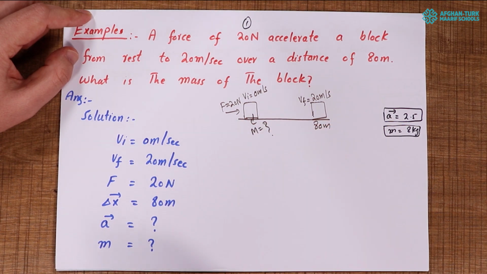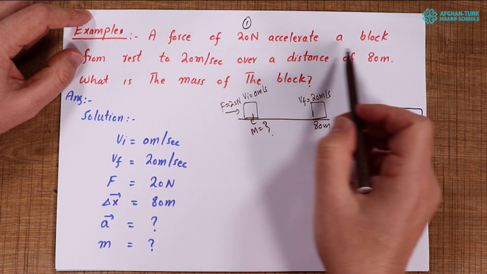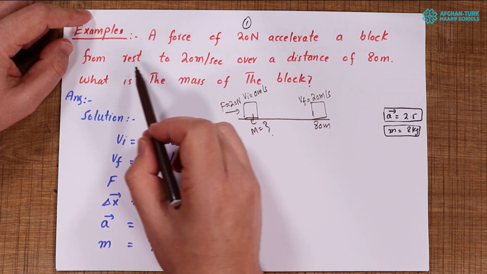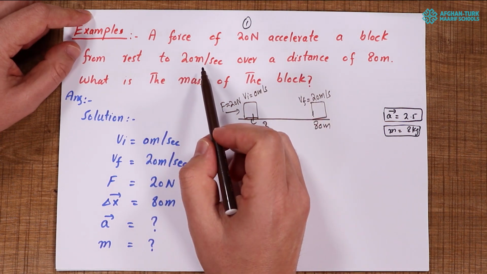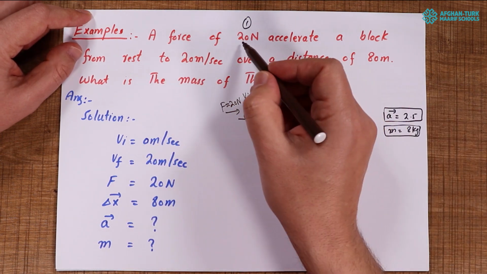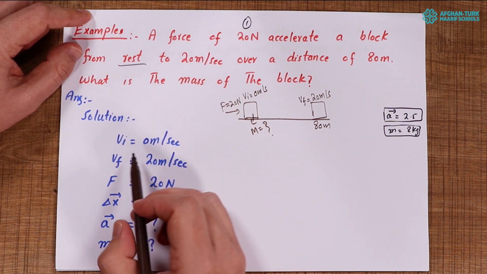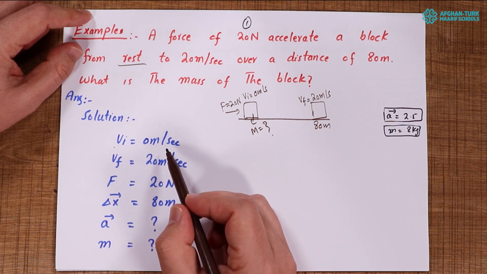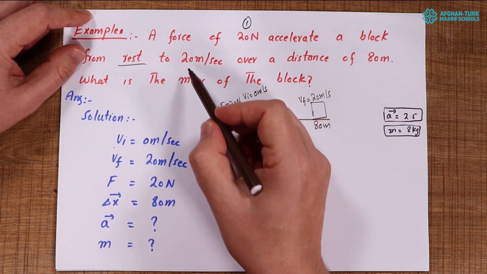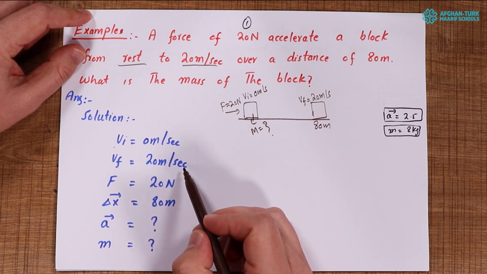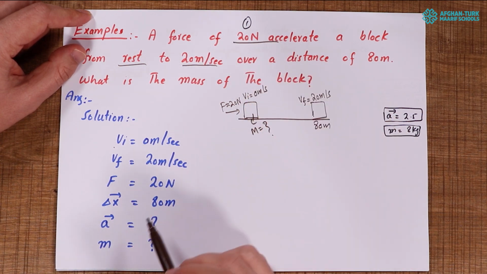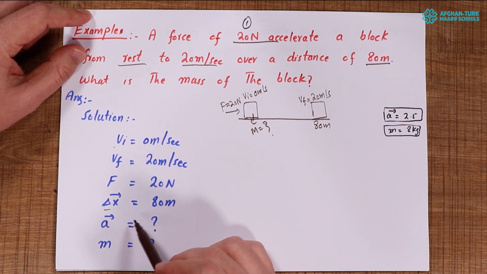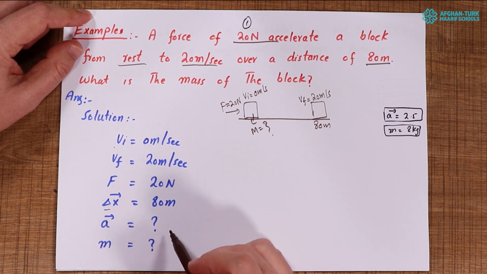They want this mass. So let's see, here I also mentioned a force of 20 Newton accelerates a block from rest to 20 meter per second. I mentioned here the word rest. We said in the previous video, rest means what? Initial velocity is equal to 0. Final velocity is already given, which is equal to 20 meter per second. The force is also given, which is equal to 20 Newton. The distance is equal to 80 meter. They said find the acceleration and mass.